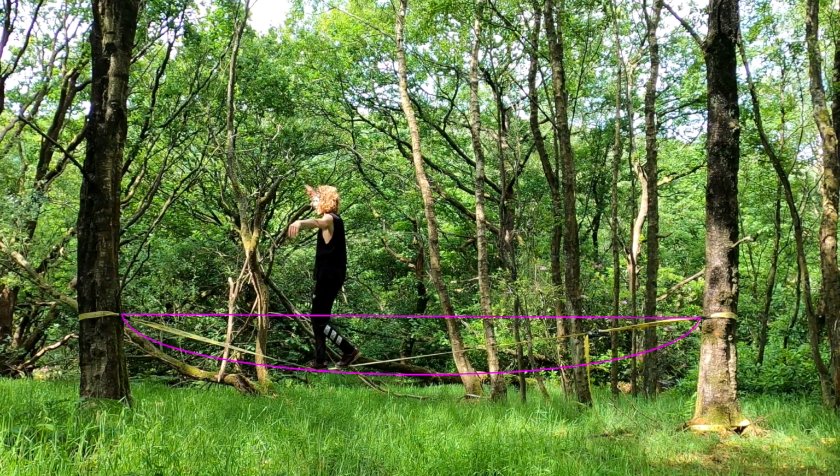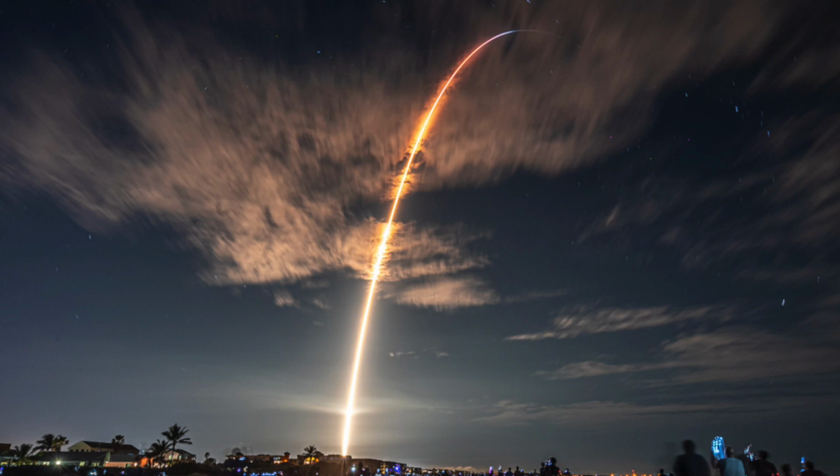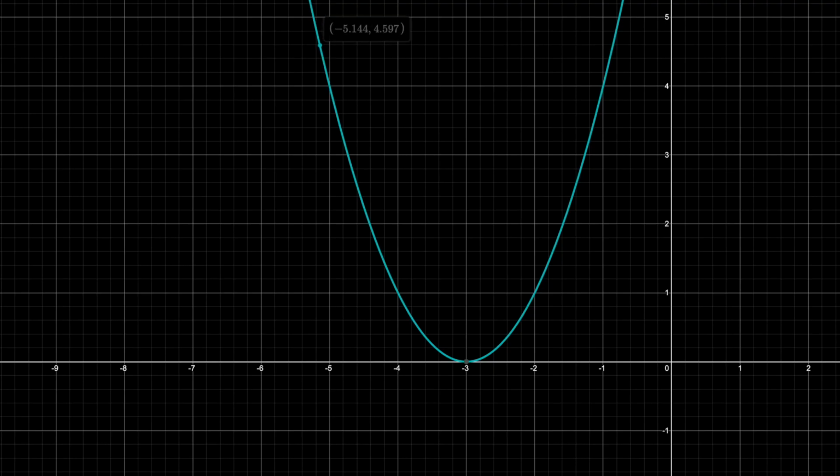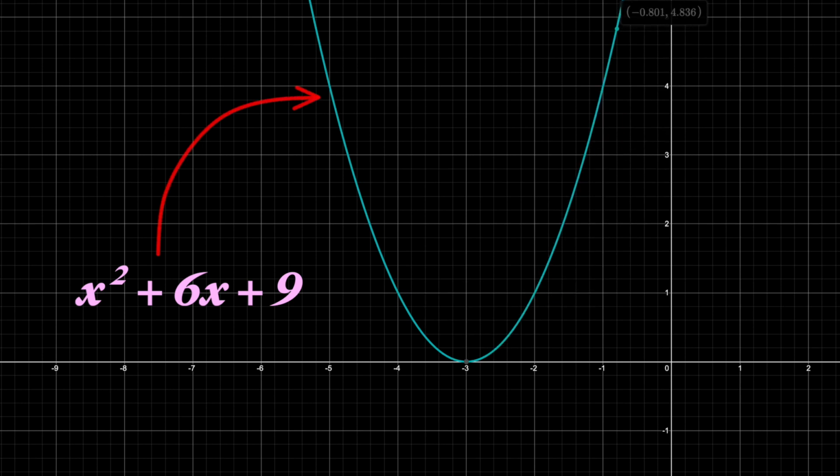Walking a tightrope, a basketball slam dunk, water firing out of a hose, to the launching of a rocket. Each of these curves can be mapped as some form of quadratic equation, containing an x squared, an x, and a constant, which, when added together, combine to form this sweeping curve we call a parabola.